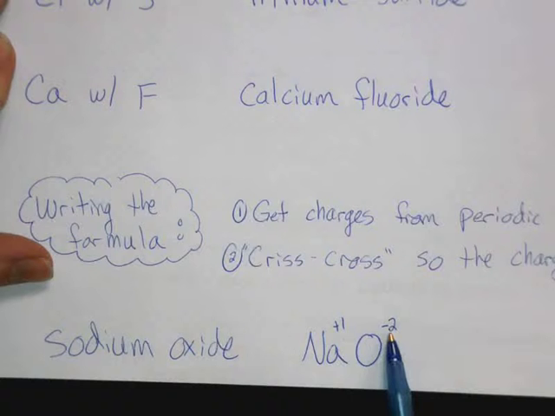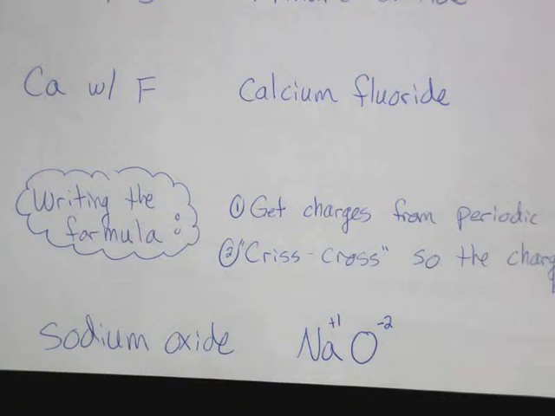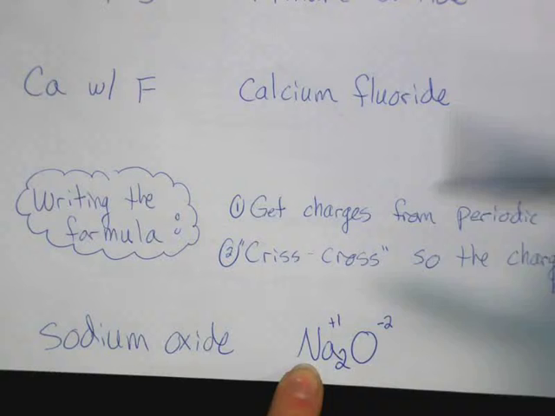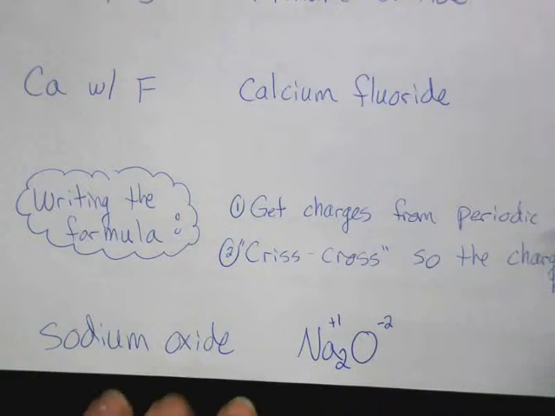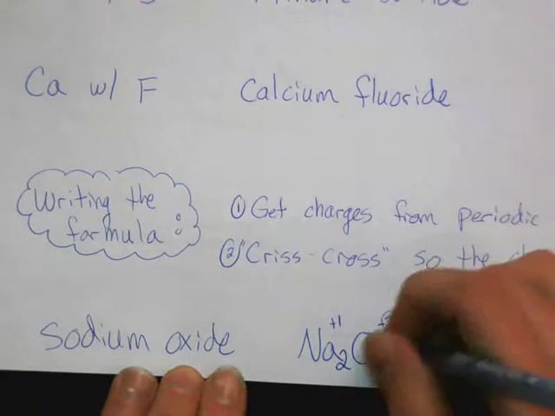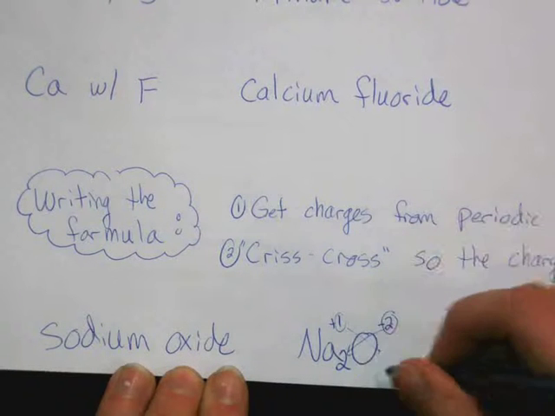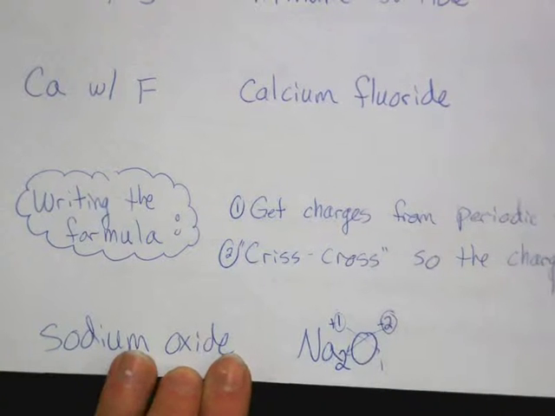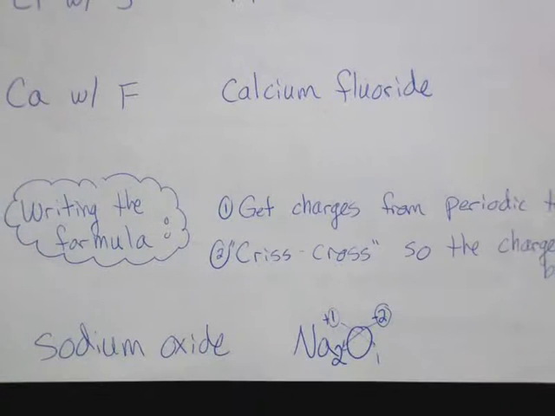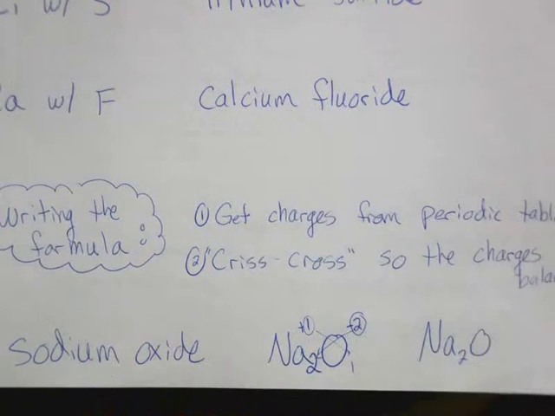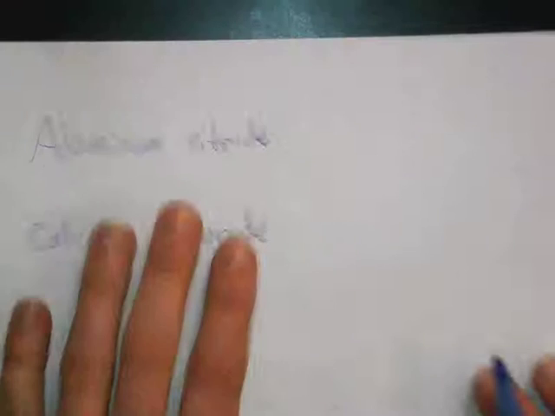Now, 1 and -2, they are not equal. They're not balanced. So I need 2 total positives in order to cancel these 2 total negatives. And in order to do that, I can take just the 2 and I crisscross it down, and just the 1 and I crisscross it down. That's a simplified way to write this, or a simplified way to get to the answer. So let me pretty that up a little. Na2O is going to be my substance, sodium oxide. Let's take a couple other examples.